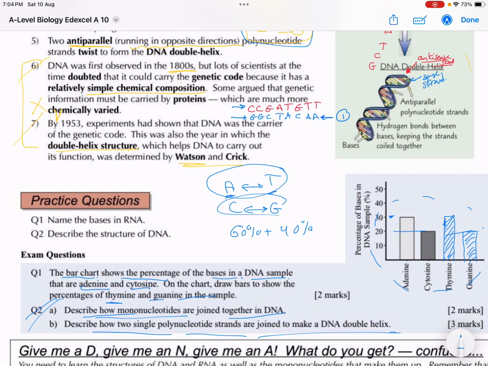Just here, guys, again, you need to recall the structure of the DNA and how hydrogen bonds are formed between the nitrogenous bases. Cytosine and guanine, 3 hydrogen bonds. Adenine and thymine, 2 hydrogen bonds. Quite a direct question, as I mentioned, not a very common one.